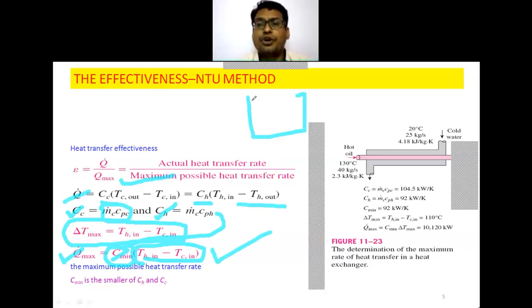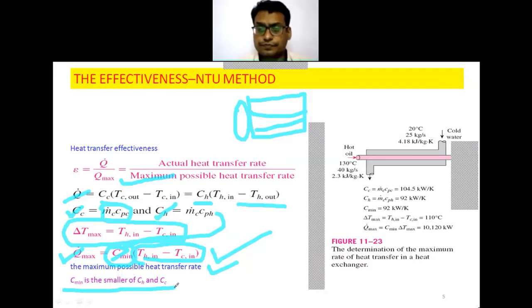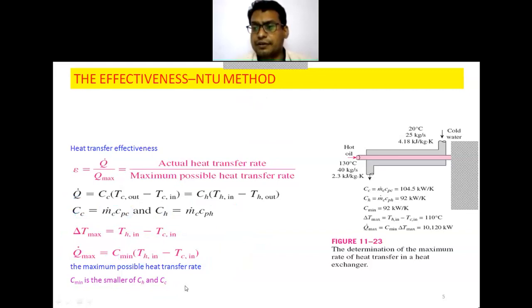If you take into account the parallel flow heat exchanger, this is the maximum temperature gradient which can be taken into account on this side, that is Th in minus Tc in. So this is the maximum possible heat transfer rate, where C minimum is the smaller of Ch and Cc, either of the two, whichever is the minimum.